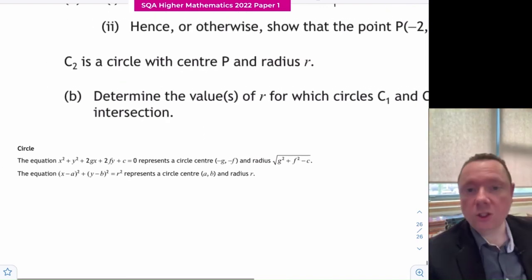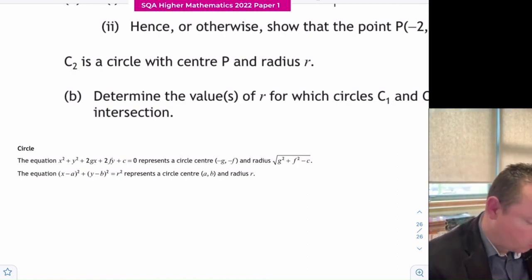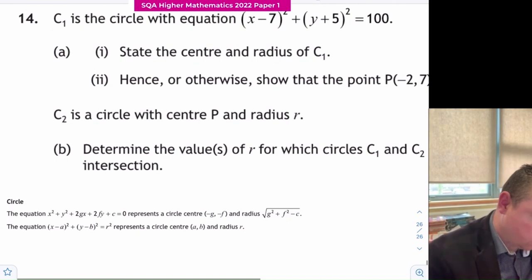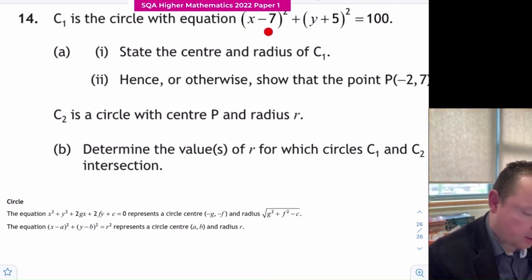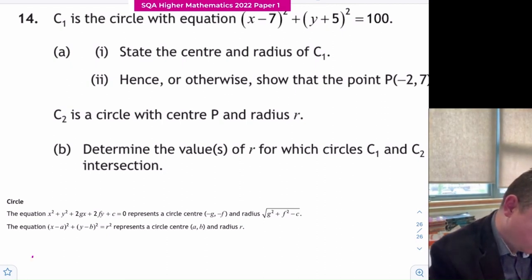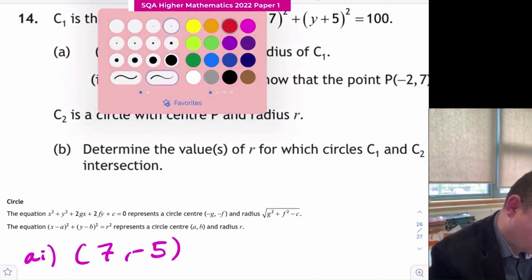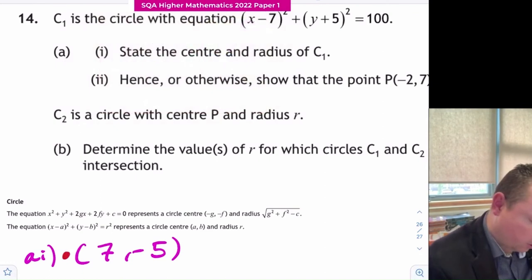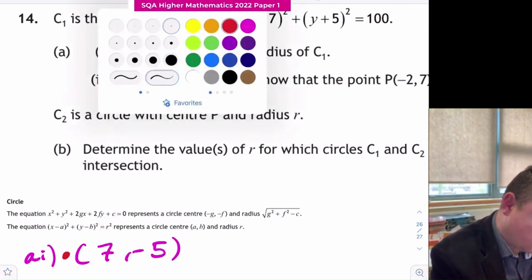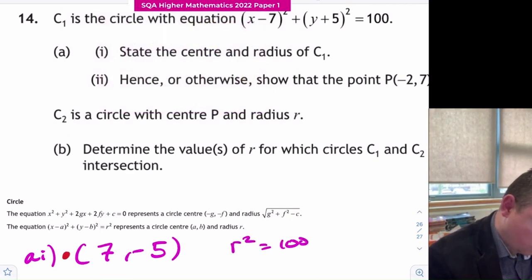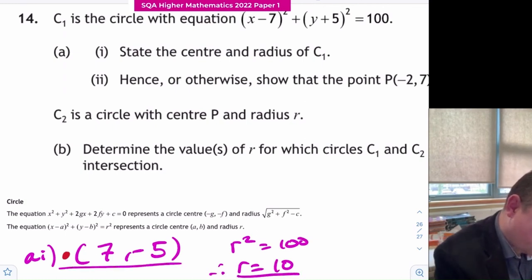Okay, so there's our formula sheet for circles that you didn't have to memorise, although you should probably know it by now. But it tells us the centre quite clearly. We've got 7, minus 5 as our centre for one mark. So for part A1, all we had to do was write down 7, minus 5, and that gives us a mark for our centre. And then remember, looking at the formula sheet, we can work out the radius, because if it's in already factorised form, the right-hand side equals r squared. So we can write down r squared equals 100, therefore r equals 10, because it's the square root of 100, for our second mark. Nice to start off with there.